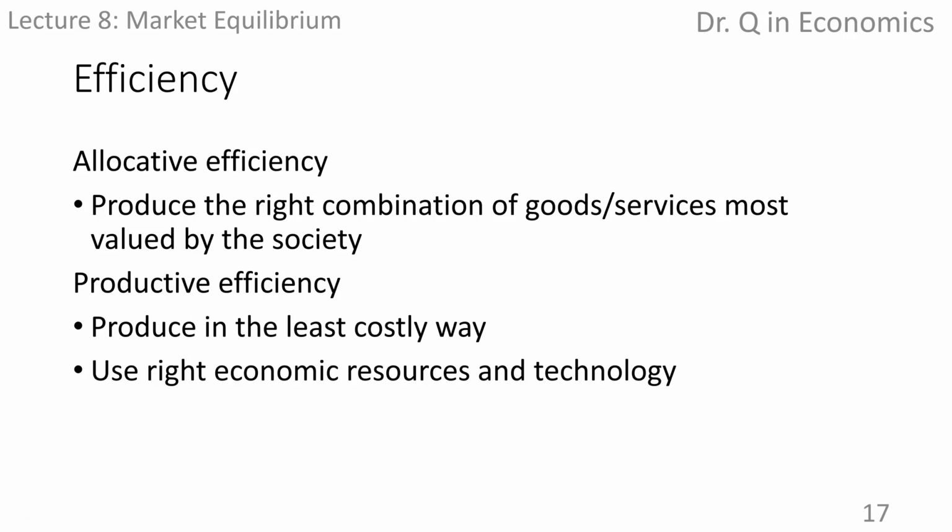The competitive market generates allocative efficiency as it produces the right mix of goods and services that are most valued by the consumers. The marginal benefit of the last unit of good or service to consumers equals the marginal cost of production. Allocative efficiency requires productive efficiency, which means producers have to produce in the least costly way.